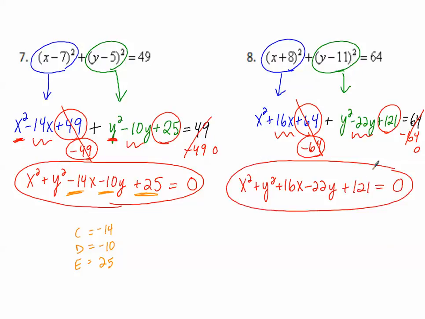There's our general form, and C, D, and E are all there. C is 16, D is negative 22, and E is 121.